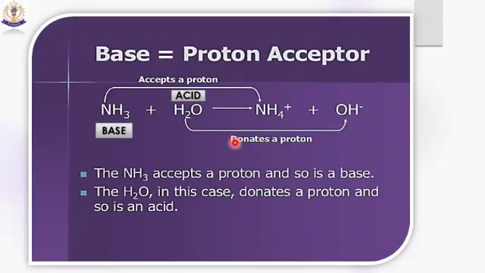Here in this example, water is reacting with another chemical species, that is ammonia. Water here in this reaction has donated a proton and is converted into hydroxide ion. Ammonia has the tendency to accept the proton, so it accepted a proton from the water and is converted into ammonium ion. As water has donated a proton, it is an acid, while ammonia is a proton acceptor, so it is a base.